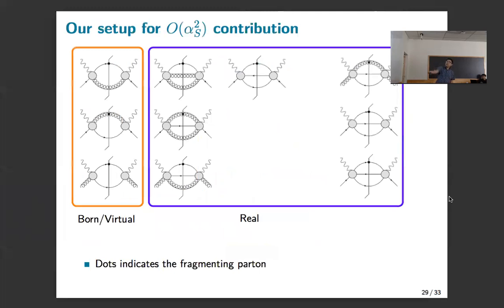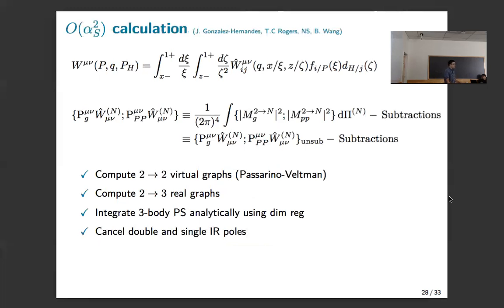Those are the diagrams that we have at the Born term or virtual corrections, and this is the rest of the channels that we have. I'm just collecting the kind of Feynman diagrams we have. There are tons of Feynman diagrams calculated. I'm not going to bother with all the details. Suffice to say that it's very complicated, but we managed to cancel all the poles.